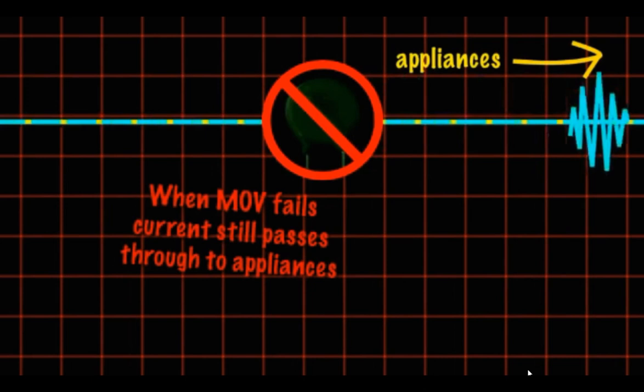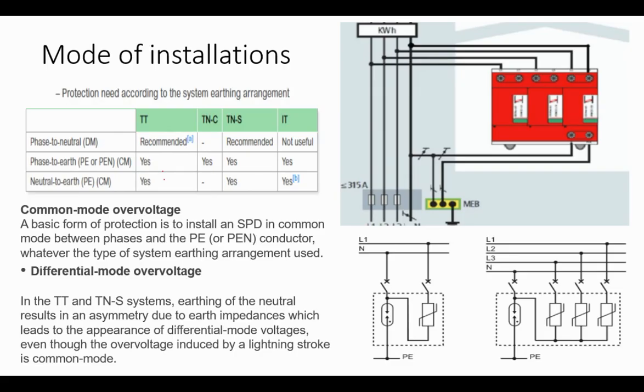Now let's discuss the modes of installation. There are three modes of installation: phase to neutral, phase to phase, and neutral to earth. For the TT earthing system, we mainly focus on phase to neutral protection. It means a differential mode of protection. While in common mode, there is the other thing, between phases and the potential earth. But we are interested in protection from phase to neutral, phase to potential earth, and neutral to earth.